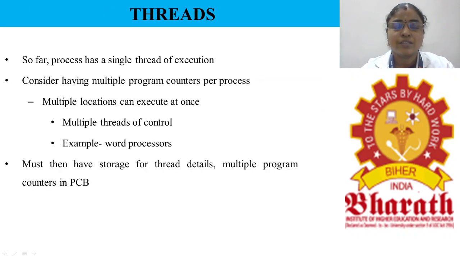The next one, threads. So far, a process has a single thread of execution. If you consider multiple program counters per process, it means multiple locations can execute at once.